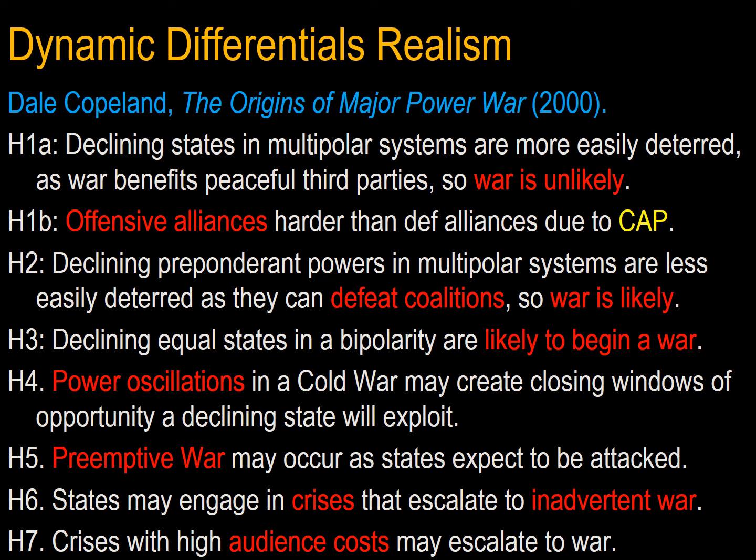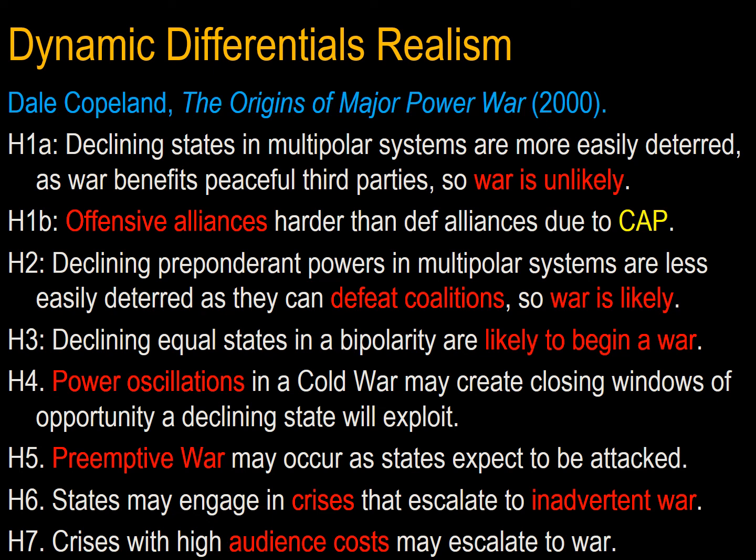Hypothesis 2. Declining preponderant powers in multipolar systems are less easily deterred as they can defeat coalitions. So war is likely. So the US is in decline. It can defeat a collection of opposing states. So war is likely. Hypothesis 3. Declining equal states in a bipolarity are likely to begin a war. So if you have 2 states and it's bipolar, and that's the US and China, then war is likely.